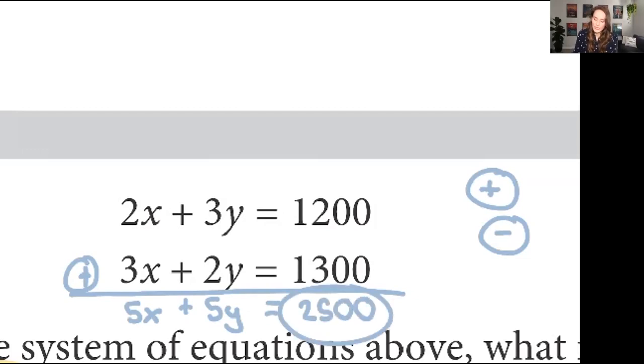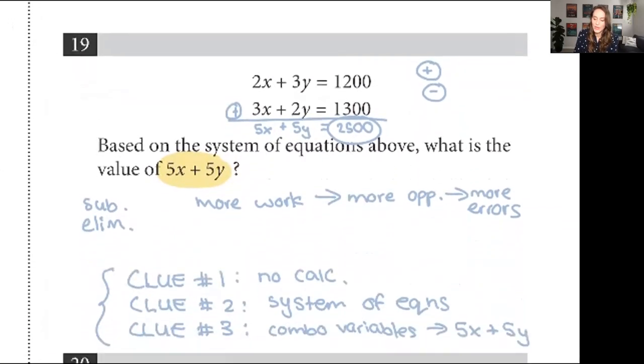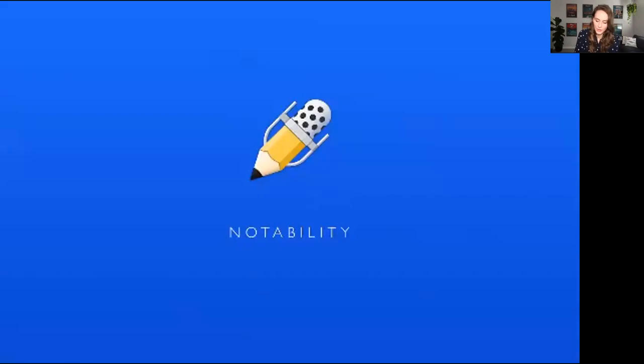So by zooming in on what the question is asking for and looking for clues, you can avoid a lot of the math that could introduce more opportunities for errors and increase the probability that you could get a question wrong.